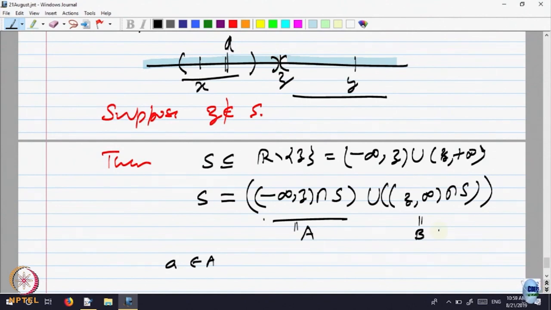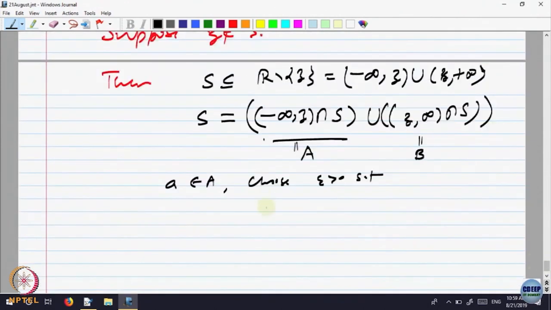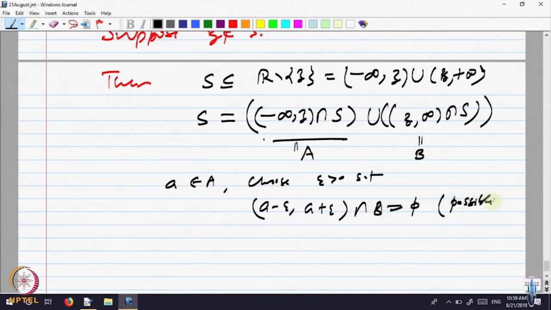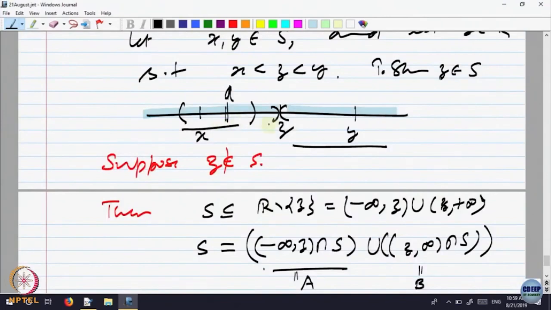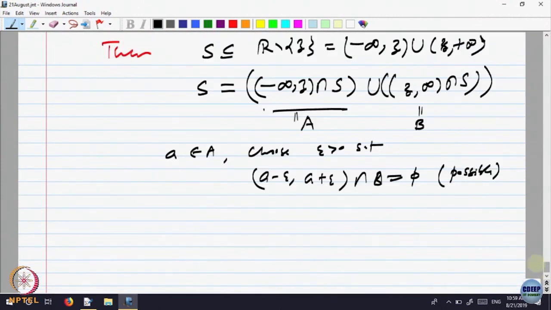Is the picture clear? Yes. Choose epsilon bigger than 0 such that (a minus epsilon, a plus epsilon) intersection B is empty. Why is it possible? Because if you take any point a, it is going to be less than Z. So, I can always take an interval on that side so that it does not go beyond Z. So, every point of A has a neighborhood which does not intersect B. So, A is separated from B.